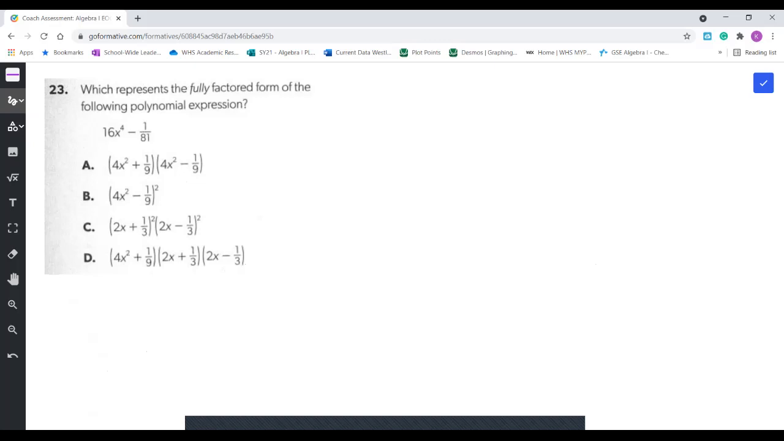All right, 23. Which of the following represents the fully factored form of the following polynomial expression? Young people, you're not gonna have to do a problem like this, but we're gonna thug it out and push through, and we're gonna do this.